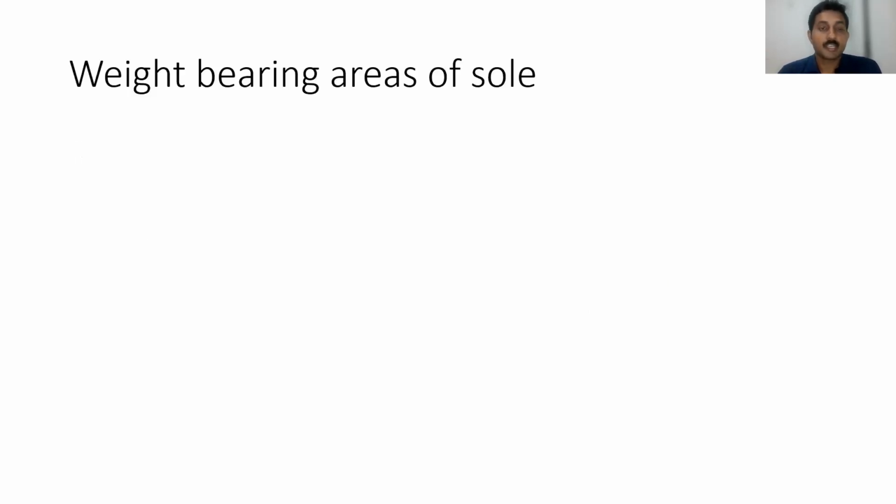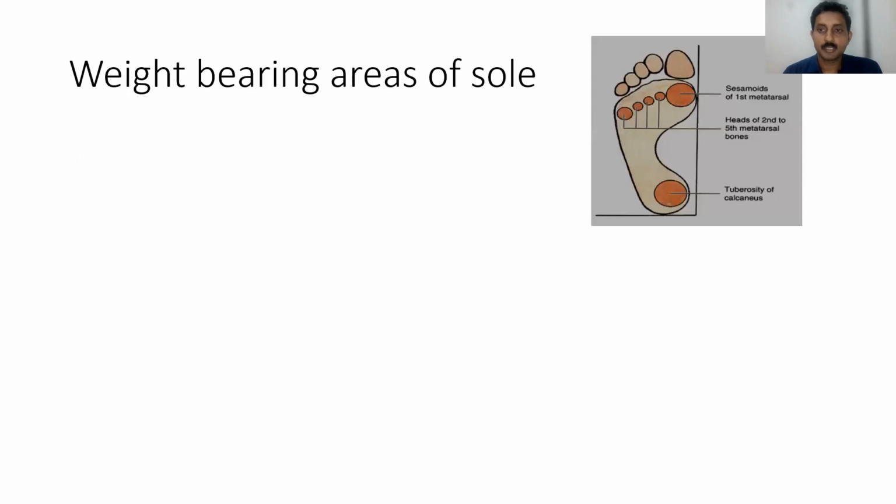So what are the weight bearing areas of the sole? Why do we need to know that? Because when we are standing on the ground, we have some weight bearing areas. This picture shows you the weight bearing areas. Proximal to the great toe, we have the sesamoid bones of the first metatarsal, and we have the heads of the second, third, fourth, and fifth metatarsals. And here we have the tuberosity of the calcaneus. These are the main weight-bearing areas of the sole.